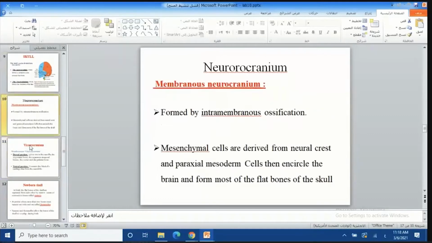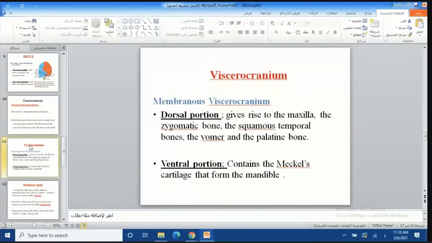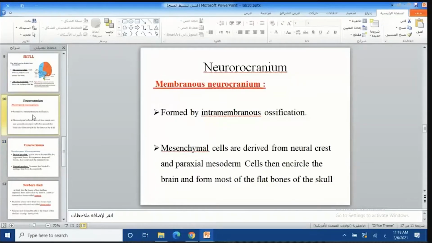The neurocranium will have the membranous neurocranium that will form as a result of intramembranous ossification, as we said, because the flat bones in the skull form from intramembranous ossification that derives from neural cells of the ectoderm, and also the paraxial mesoderm cells. This will encircle the brain and form the flat bones of the skull.